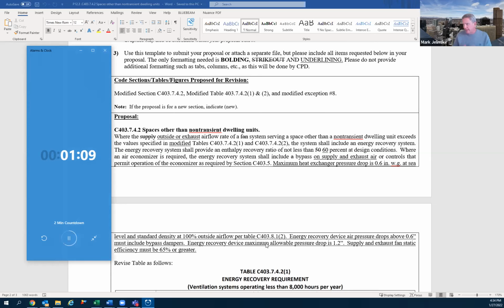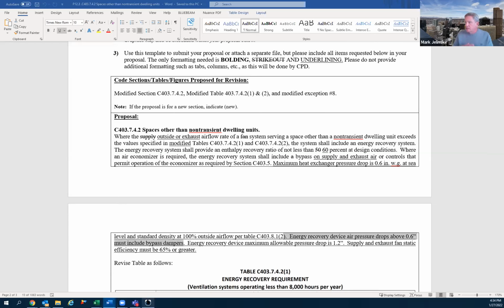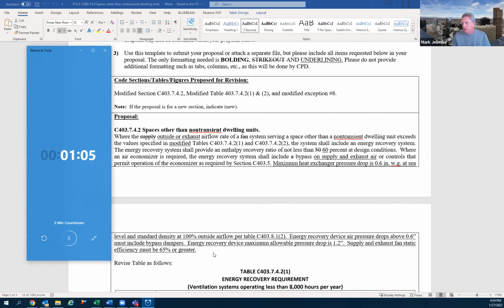I recommend striking the sentence, energy recovery devices pressure drops above 0.6 must include bypass damper. Actually, I take that back. I come up with a different one. The intent here is to limit the pressure drop across the heat recovery section of an air handler to 0.6.